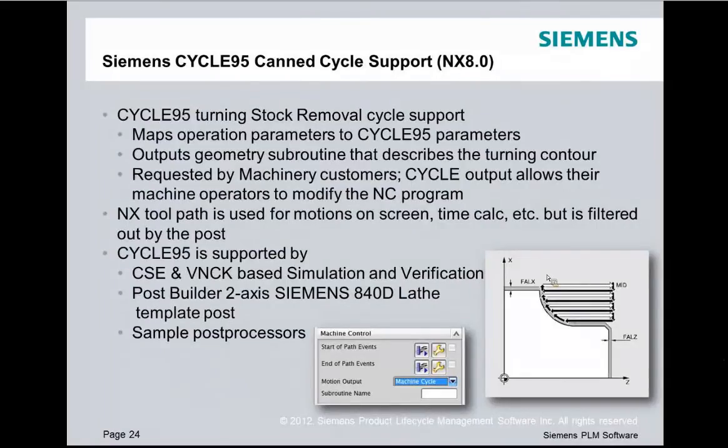We're describing this for the Siemens Cycle 95 functionality, but basically this is also available for Fanuc, which has a similar cycle that generates a roughing operation based on the contour which is passed to the operation.